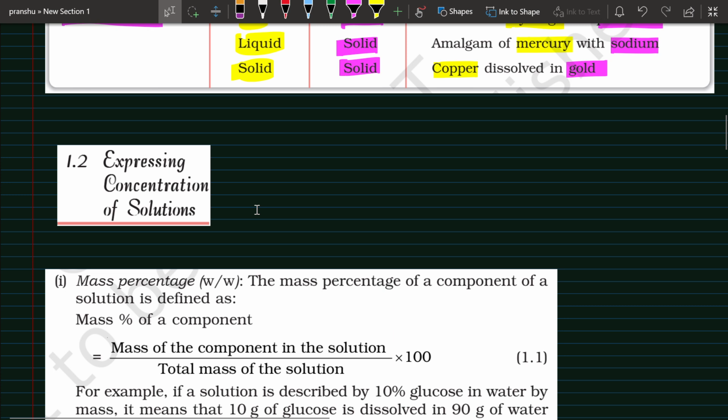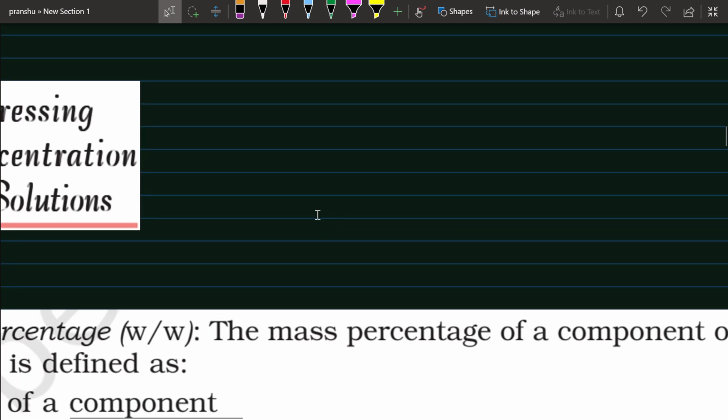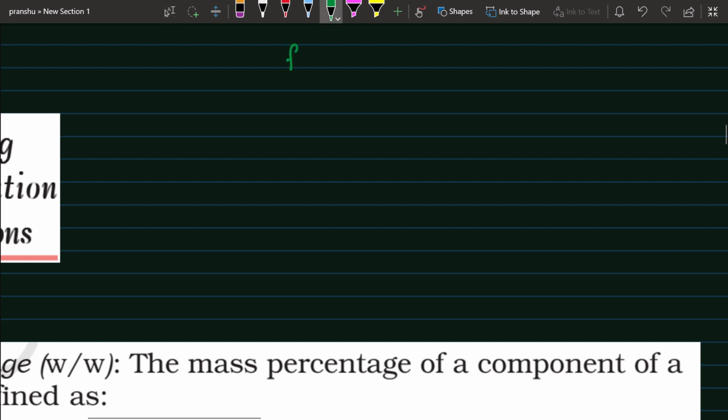Now we are moving to the main topic from where questions are demanded in the exam, that is expressing the concentration of solution. What does it mean? Suppose that you are preparing food, and in the first row five people are here. 1, 2, 3, 4, 5. They are getting good quality food.